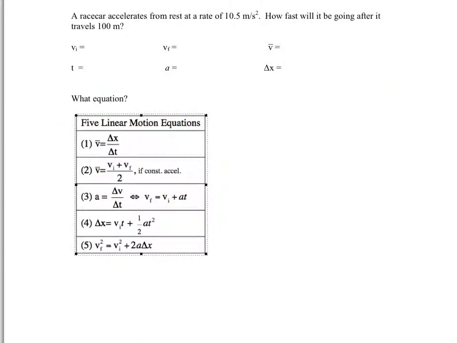Alright, here's another problem. Same thing, we're going to set it up. So a race car accelerates from rest. So that means that it began at a speed of 0 meters per second, at a rate of 10.5 meters per second squared. That tells us the acceleration. And it wants to know how fast it will be going after, so it wants VF, 100 meters. Again, that is a displacement.